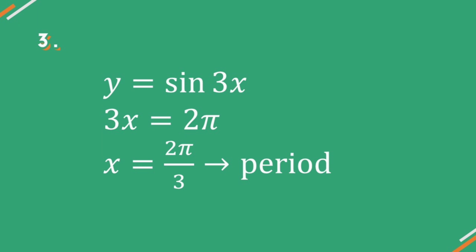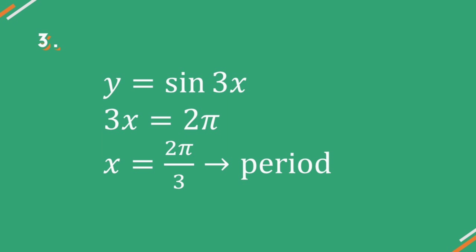2 pi over 3 is the period. So in this case, the trigonometric function will complete a cycle in 2 pi over 3 radian or 120 degrees. If we do it in a precise way, you are given any unknown function, then you have to figure out the period.